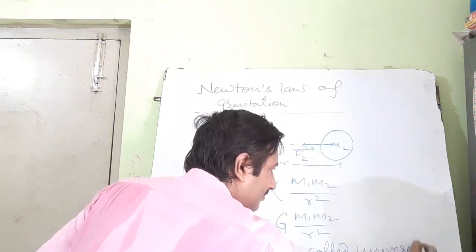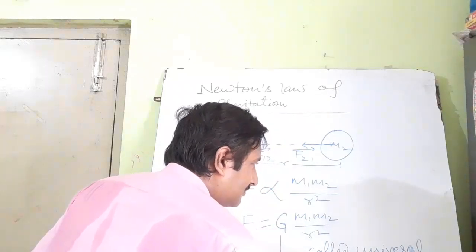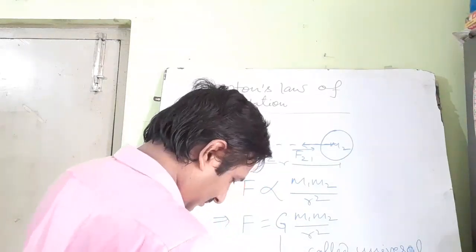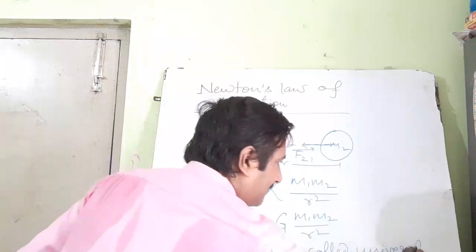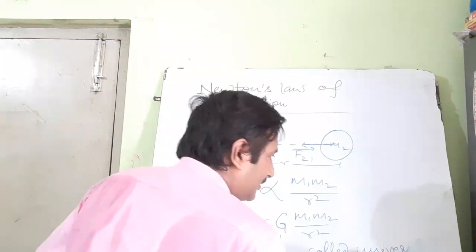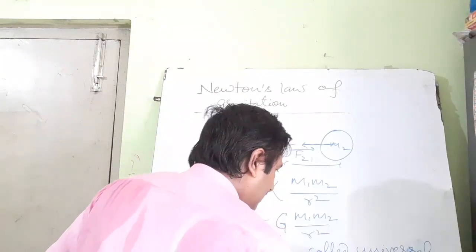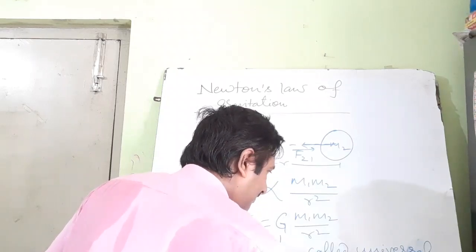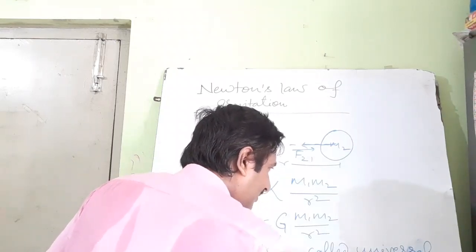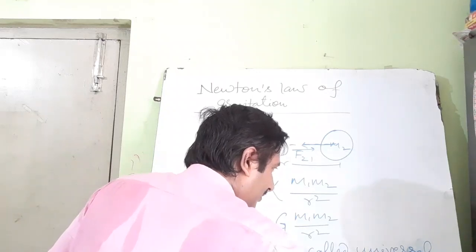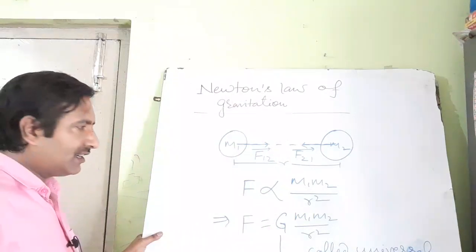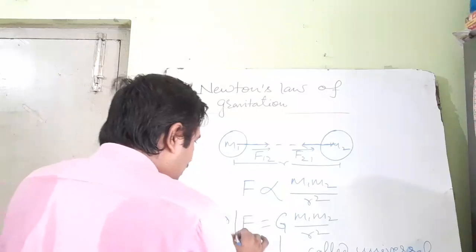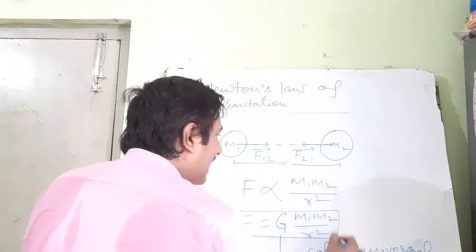Universal gravitational constant. Okay, so F is equal to G m1 m2 by r square.